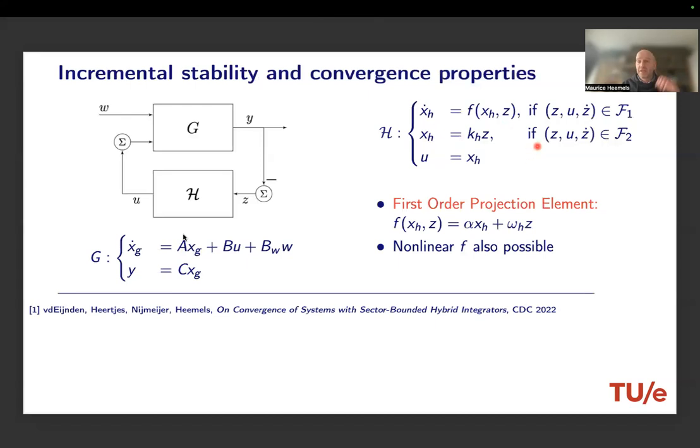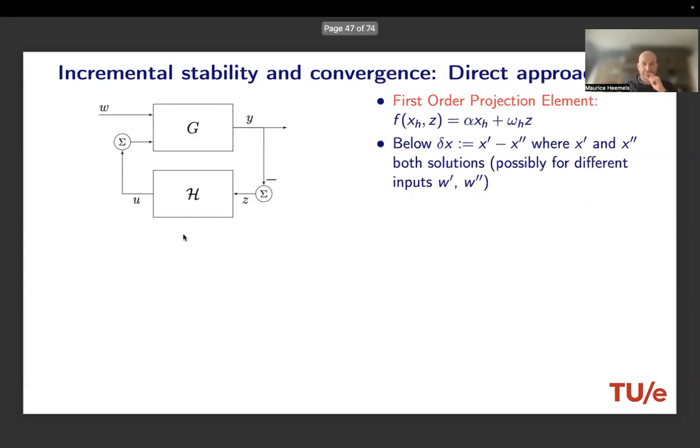In particular, sometimes we're interested in first order projection elements, as we call them, where this F is just some linear dynamics. So again, alpha 0 brings us back to the original X, but also nonlinear Fs are possible.